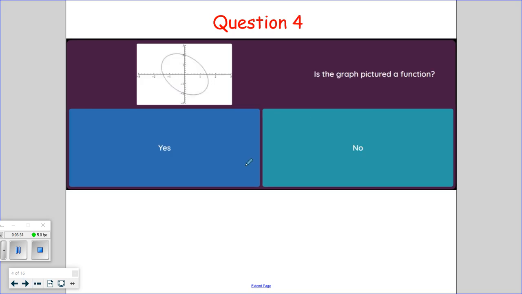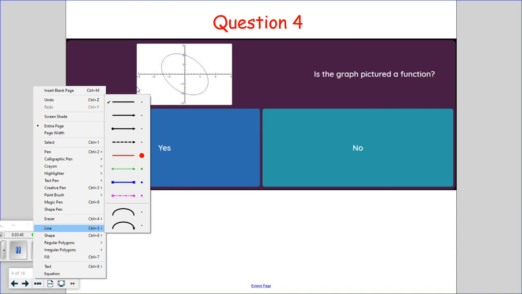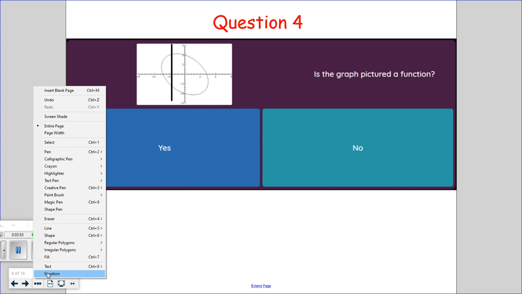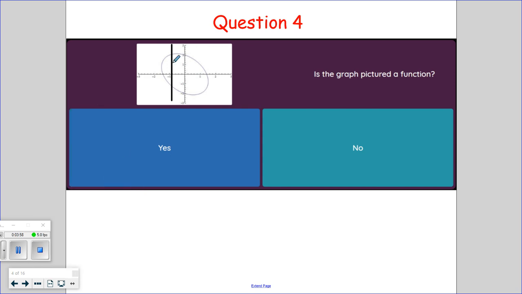Is the graph pictured a function? All right, I'm going to try the vertical line test again. So I'm going to create a vertical line. Here we go. There's my vertical line. And I'm going to see what happens if I drag this over. Take a look. Here's just one example of where it doesn't pass what's called the vertical line test. Here, it crosses, and here it crosses.